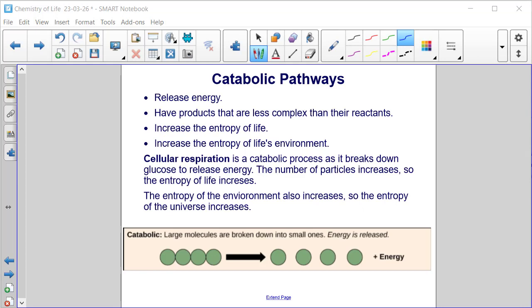Catabolic pathways release energy, have products that are less complex than their reactants, increase the entropy of life, and increase the entropy of life's environment. Cellular respiration is a catabolic process as it breaks down glucose to release energy. The number of particles increases, so the entropy of life increases. The entropy of the environment also increases, so the entropy of the universe increases.